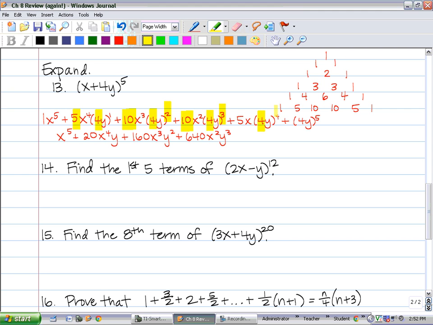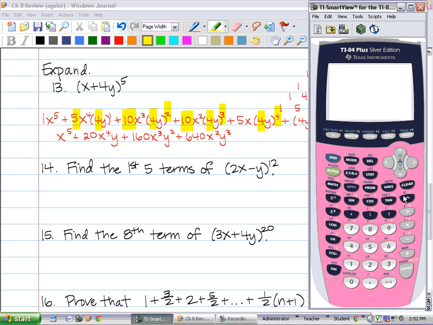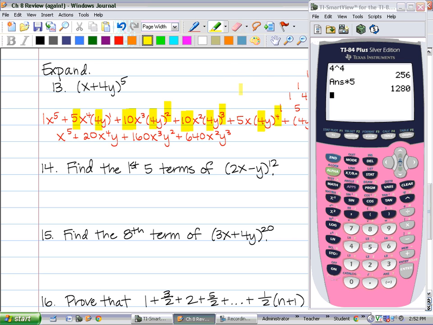Next one is 4 to the fourth, which would be 64 times 4. I think that's 256. But I'm going to check to make sure. 4 to the fourth. Yep. And then times the 5 that was in front. So 1,280 after we get that 5 in. So 1,280, x y to the fourth.